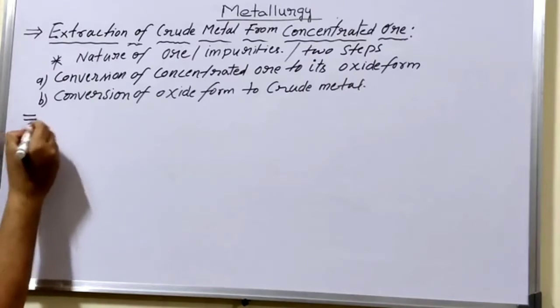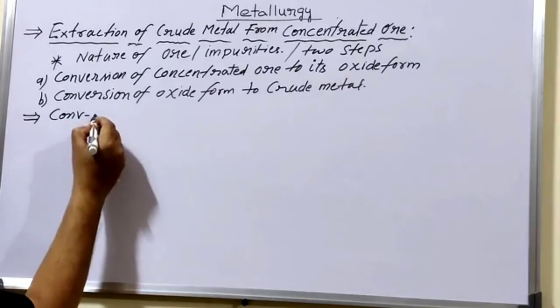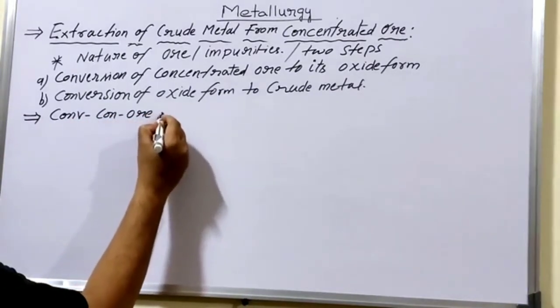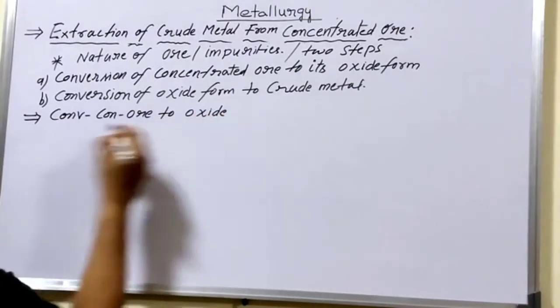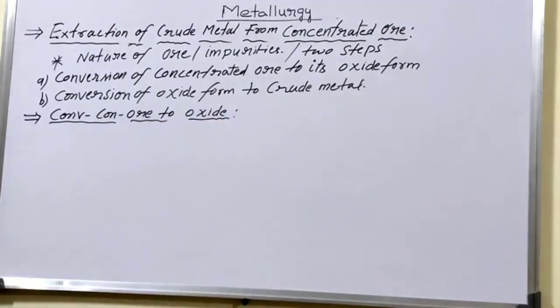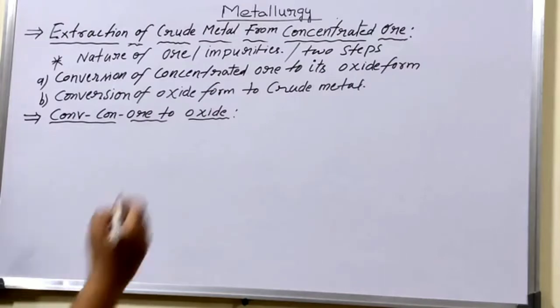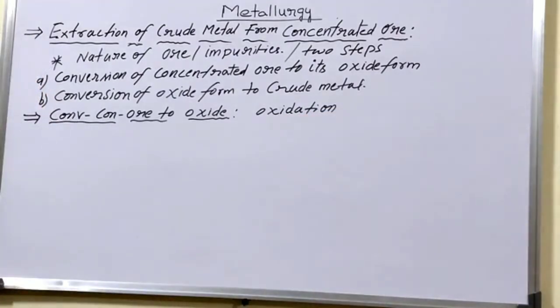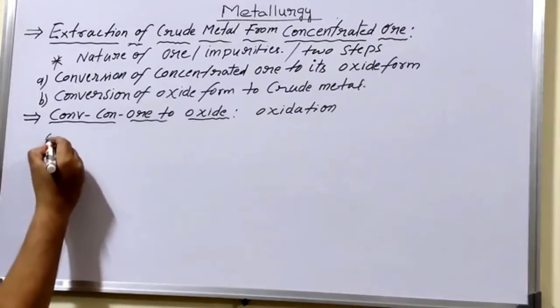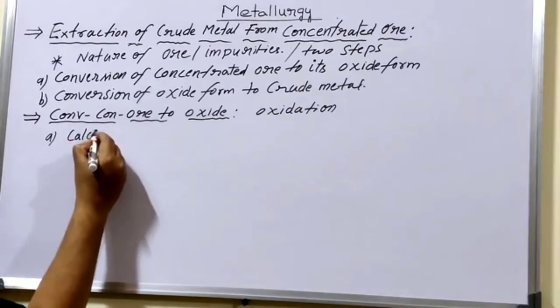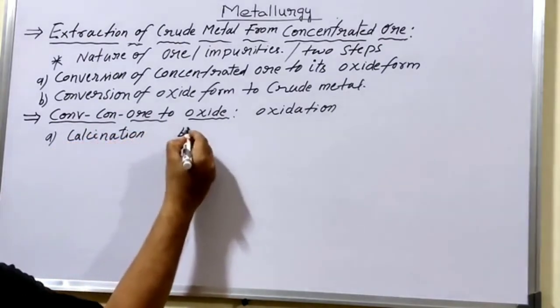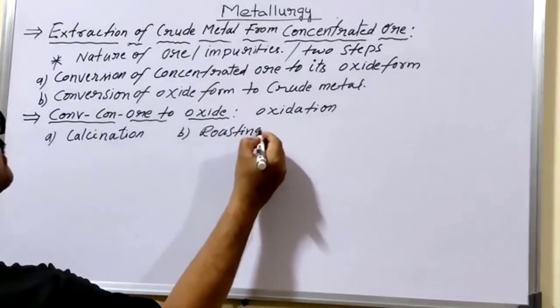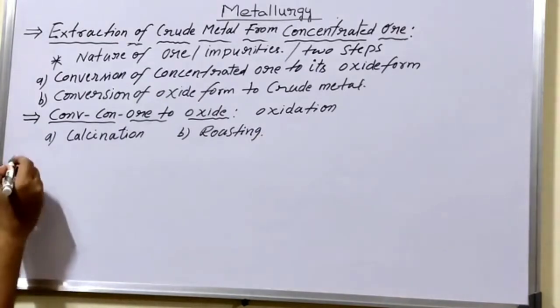Now first one, let me discuss conversion of concentrated ore to oxide form. So we have to convert concentrated ore to oxide form. In this method, oxidation takes place. Conversion of concentrated ore to its oxide form can be done by oxidation. Here, two methods are involved. One is calcination and the next one is roasting. What is meant by calcination?